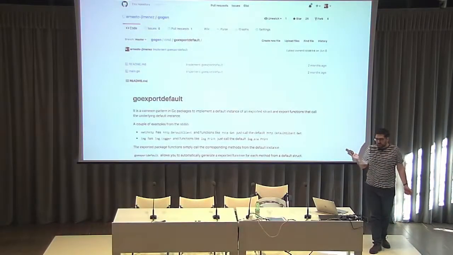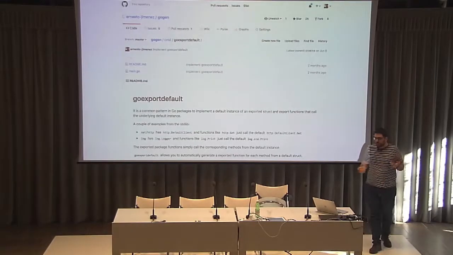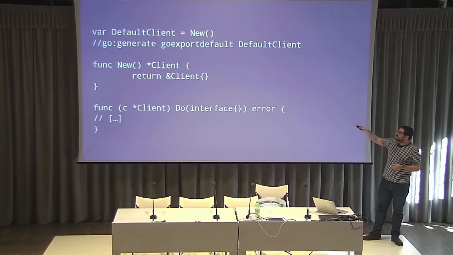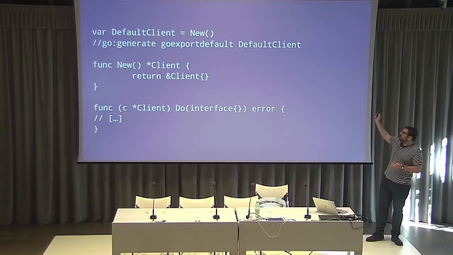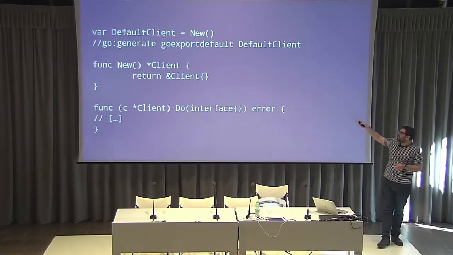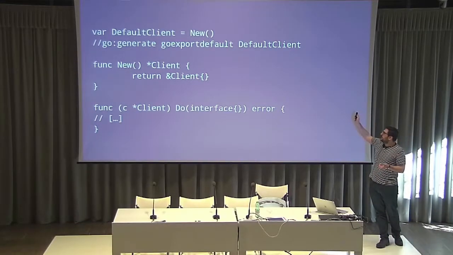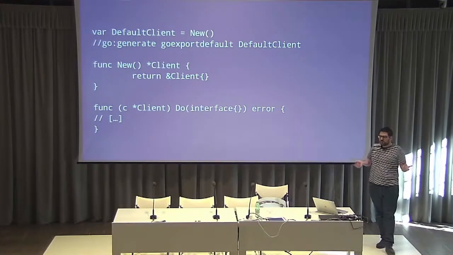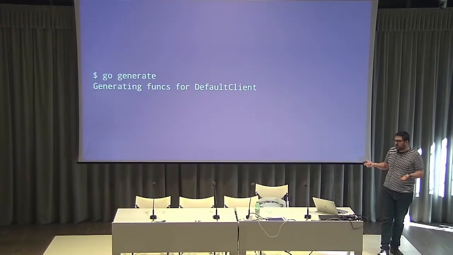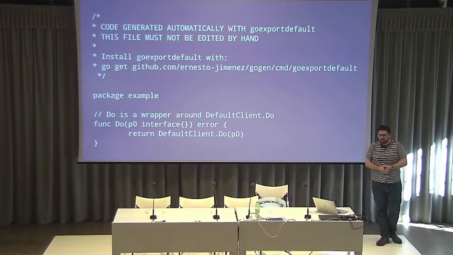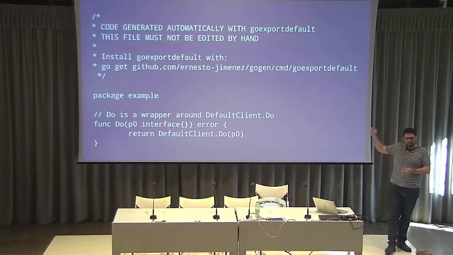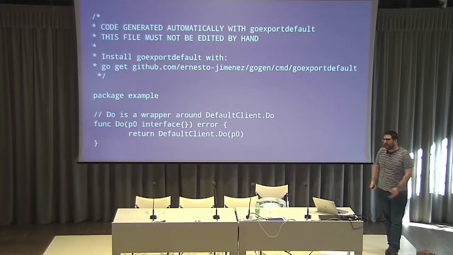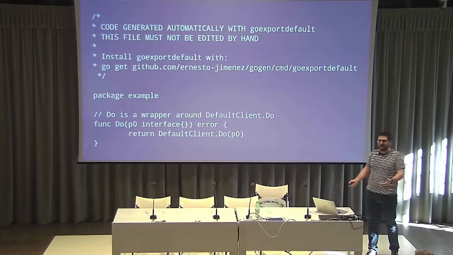So I did a quick experiment, which is go-export-default. Basically I say, here's my default client, and using go generate, export all the methods from this default variable, this default client that I have. I only need to write my methods, and all those higher-level functions are going to be generated. So when I run go generate, it generates everything. And as always, please mention that the code is automatically generated, otherwise somebody's going to come in, edit it, and be angry with you when you tell them that it's actually automatically generated.